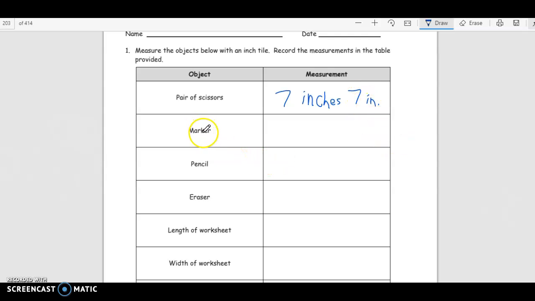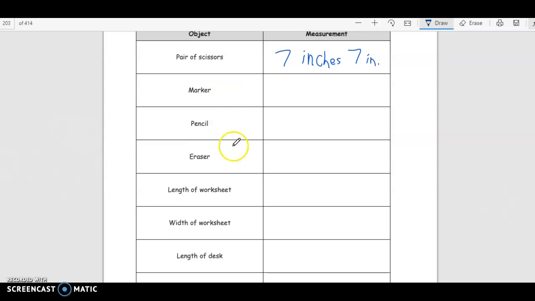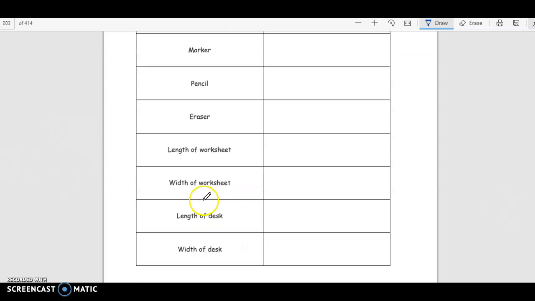Okay, and then you'll do it with a marker that you have at your house, a pencil, an eraser, a worksheet in your book, the length of the worksheet in your book, and then the width of your worksheet. A desk, you can use a table or something small you have at home because you probably don't have a desk like in school, right?